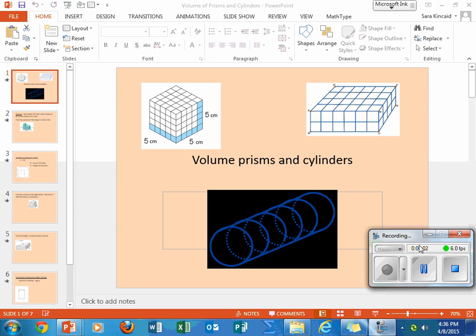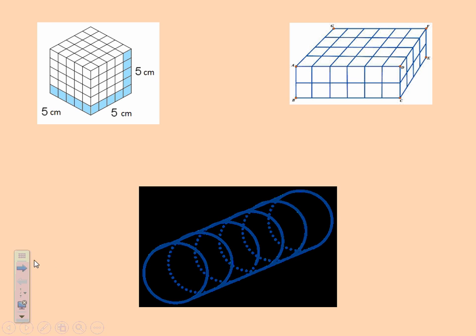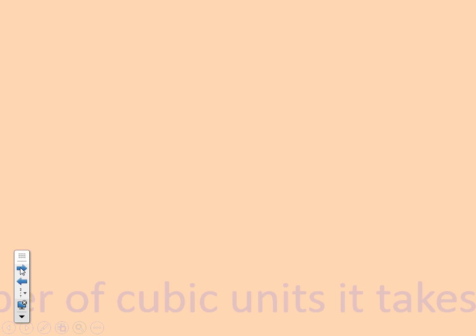Hello, ladies and gentlemen. Today we're going to be taking a look at volume. So, volume of prisms and cylinders. That is, what's the space on the inside? So take a look at these beautiful pictures. Notice the cubes that are filling up a three-dimensional shape. That's what we're talking about when we talk about volume.